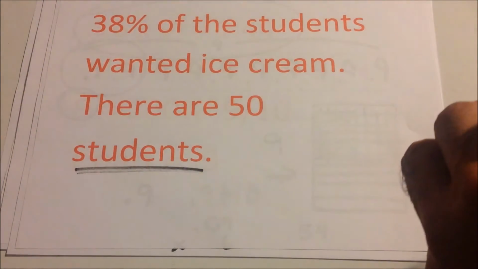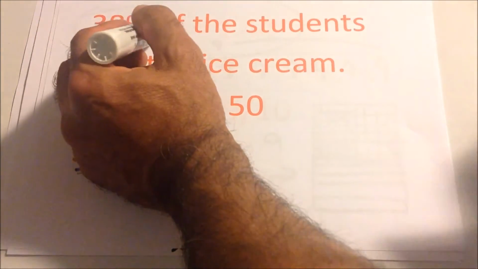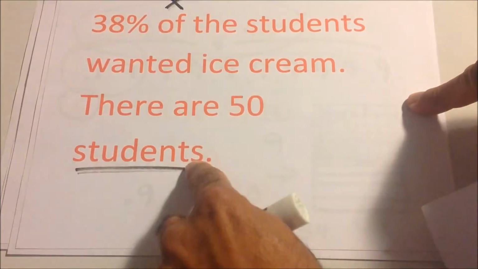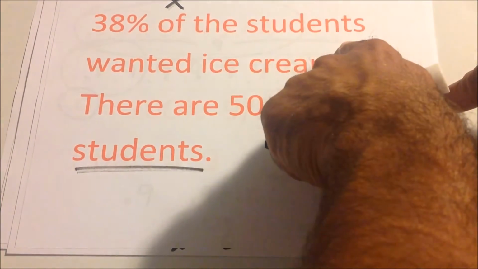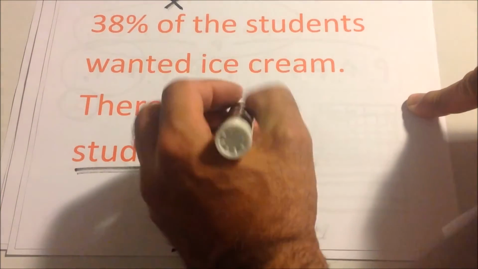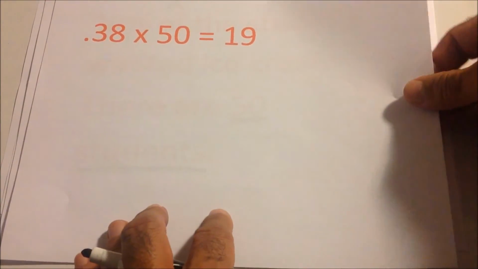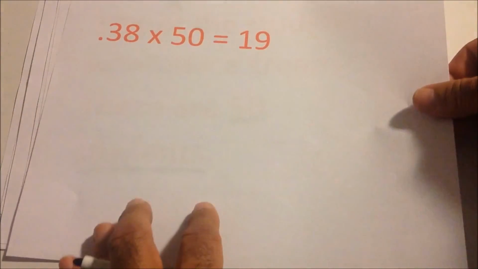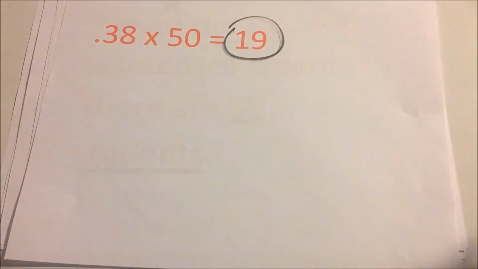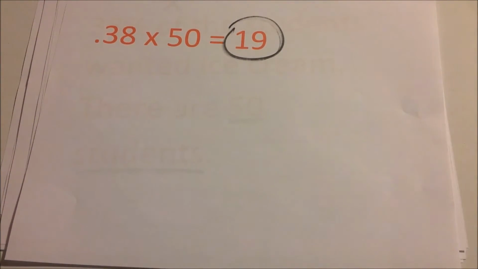First of all, what does "of" mean? It means multiplication. So 38% times what? The students. Where are the students? Right there. There's 50 of them. So remember, we have to translate. 0.38, make the percent. 0.38 times 50, and we'll get 19. 19 of the students wanted ice cream. All right, let's do one more.